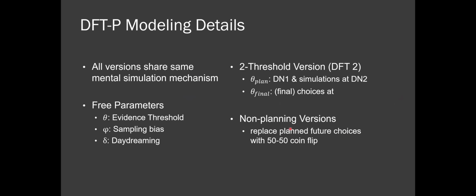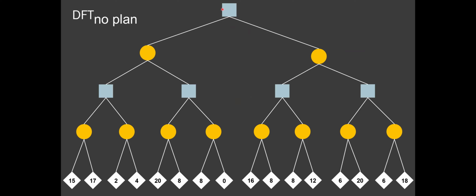And then we can compare those versions of the model to versions that don't plan ahead at all. So what we do here is that we imagine when you're at the top of the tree and you're thinking ahead, as you simulate and reach one of these future decision nodes, you don't predict the choice you're going to make in the future. Instead, you treat this like it's some random event outside of your control, which we just model as kind of flipping a coin and having a 50-50 probability of simulating left versus right.